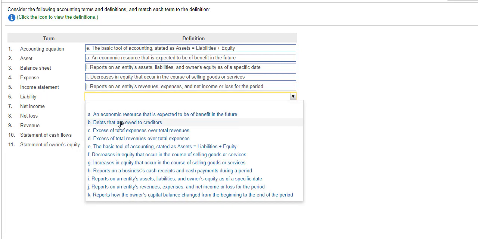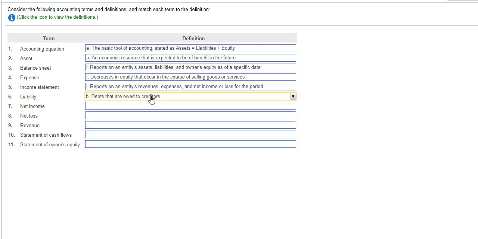Now let's talk about liabilities. Liabilities are debts that are owed to creditors. Now remember, a creditor is just someone who has loaned money to the business, like the bank. So that's a very critical term. Why is it critical? Because it's part of the accounting equation.